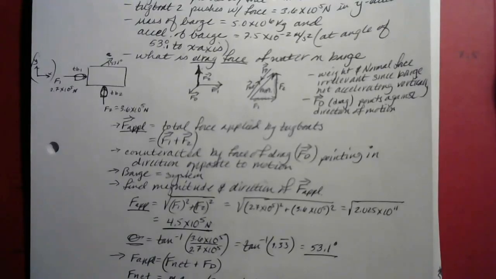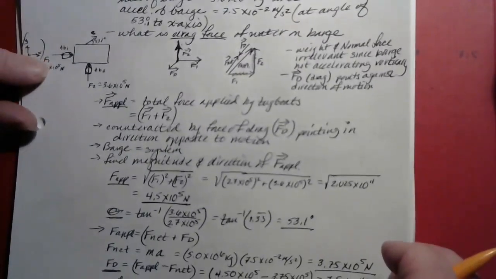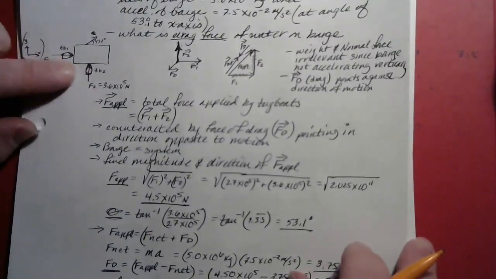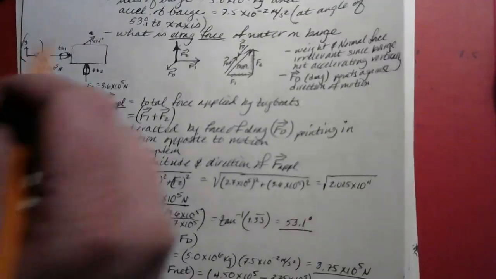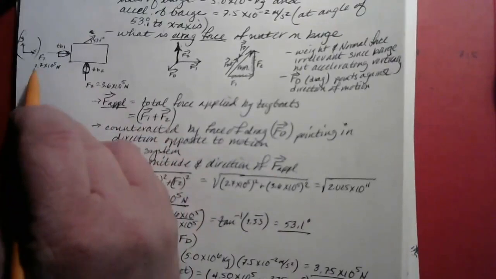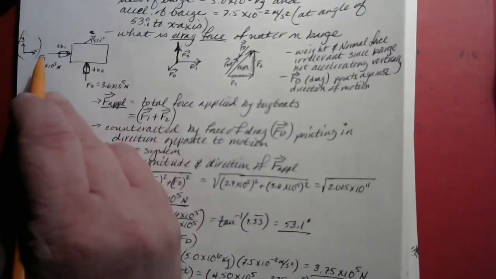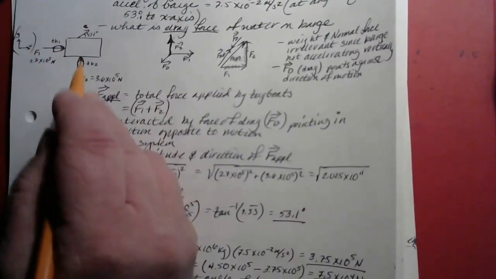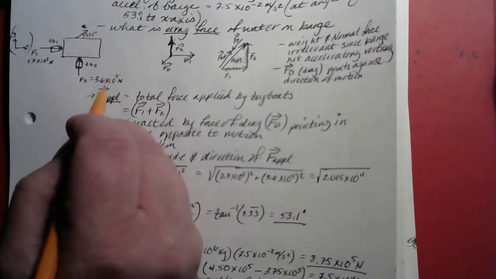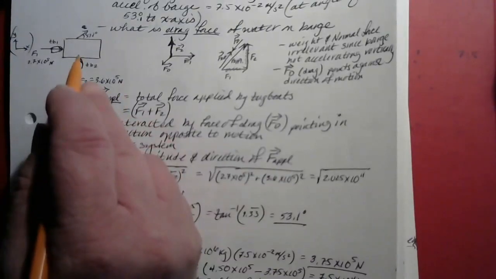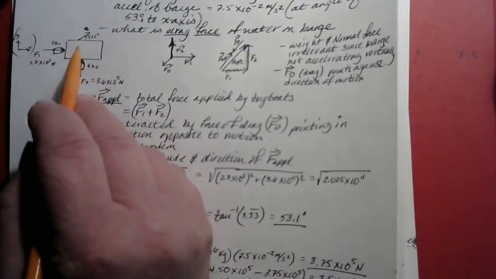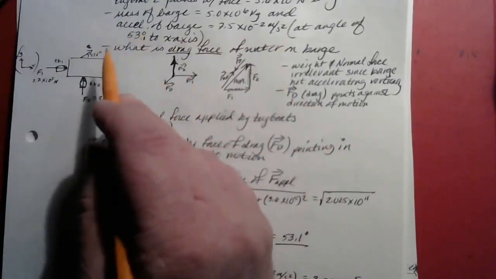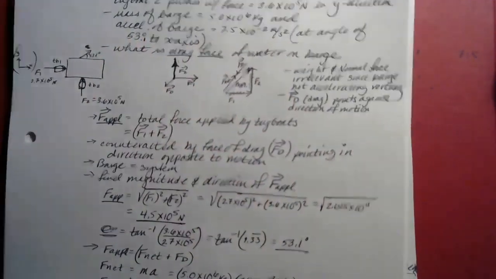Okay, back with example 6.2, drag on a barge. Where we left off, we had established which way the tugboats are pushing on the barge. Tugboat one is pushing with a force of 270,000 newtons directly along the x-axis, and tugboat two is pushing with a force of 360,000 newtons directly along the y-axis, and we want to know what the drag force of the barge is, given the acceleration.